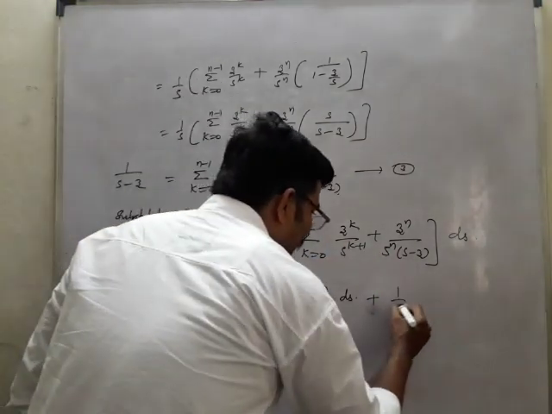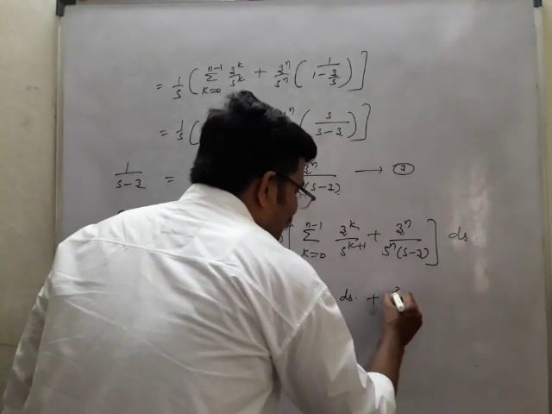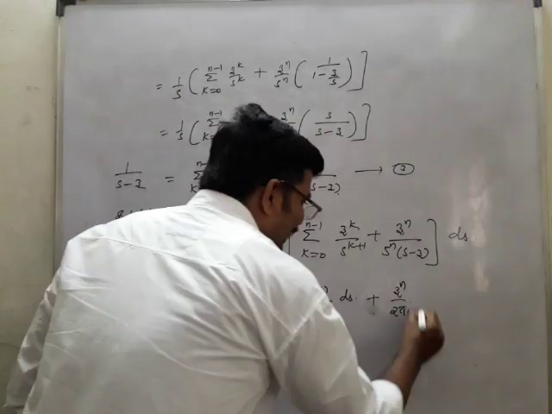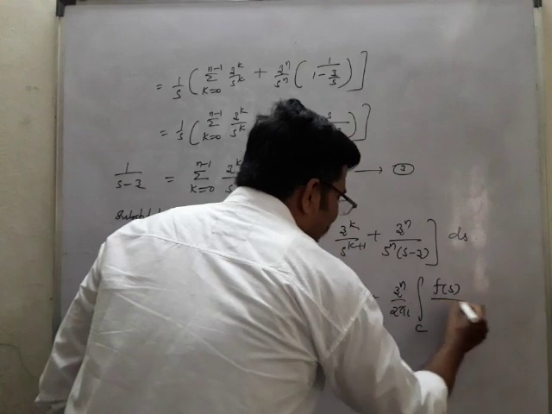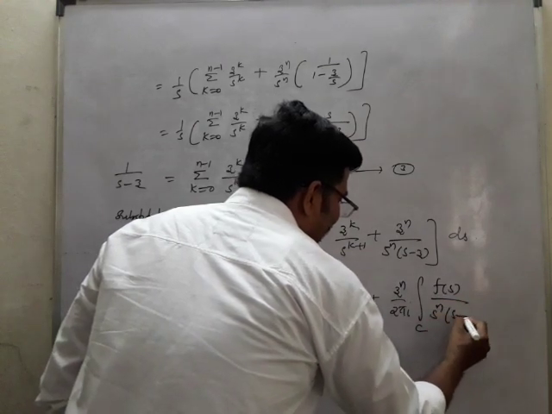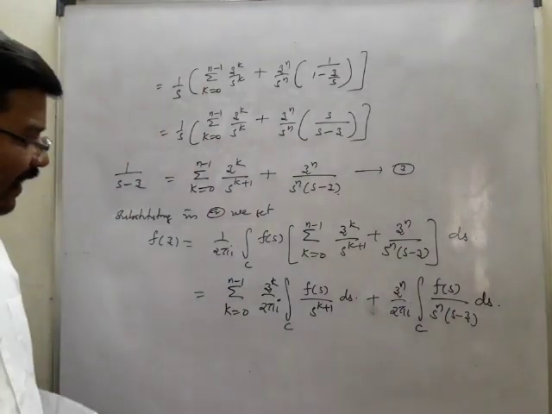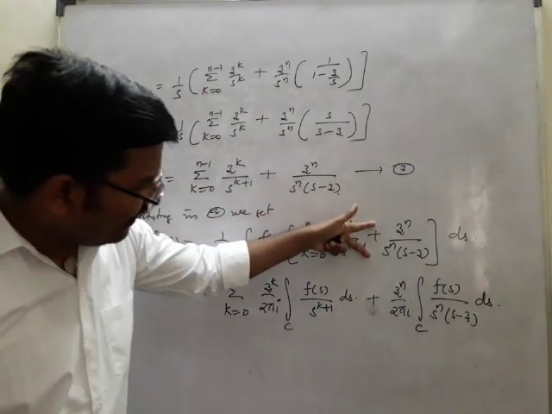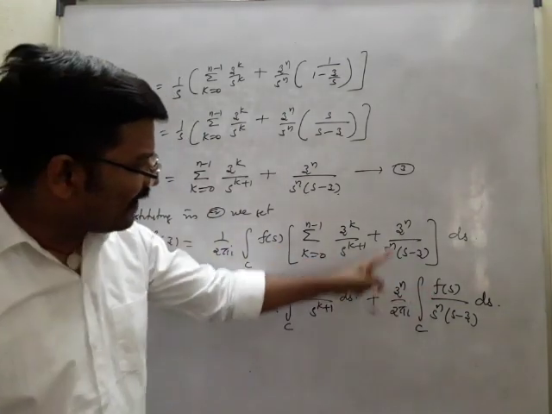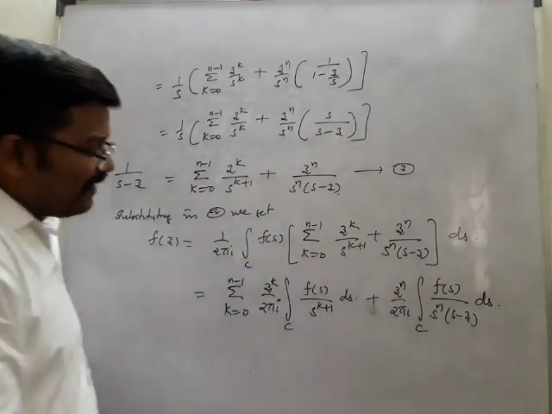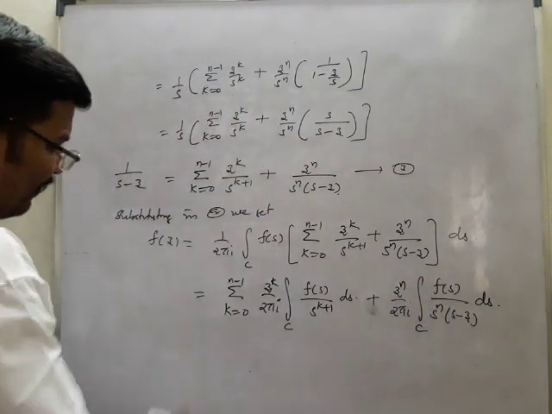So what I get is 1 by 2 pi i, and this z power n I may take outside, z power n, integral over c of f of s, I multiply, f of s by s power n into s minus z, ds. Okay, the integral I have taken inside, and f of s I have taken here, and 1 by 2 pi i and z power n I have taken outside, because the integral is with respect to ds. Okay, now this is what we have here.